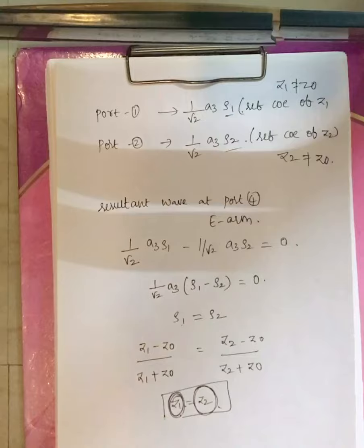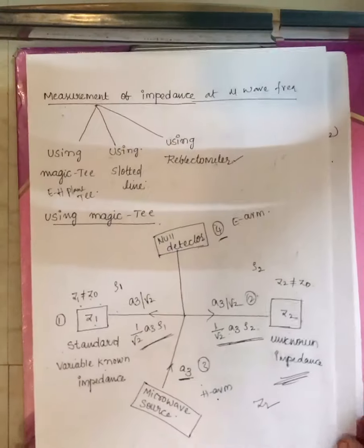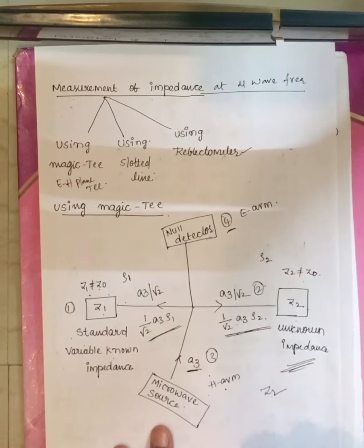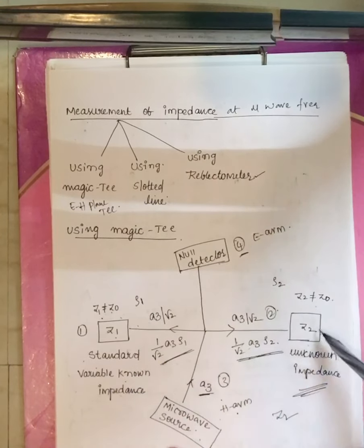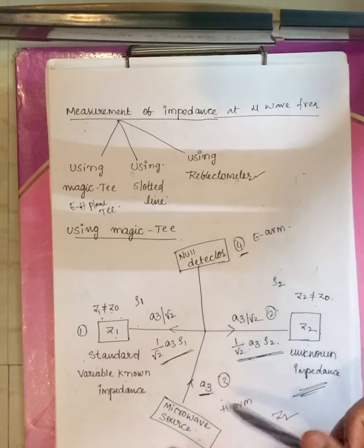This is how to measure the impedance using the magic T, right? You have to remember this figure. The microwave source is connected at port 3, the standard variable known impedance is connected at port 1, the unknown impedance at port 2, and the null detector at port 3.